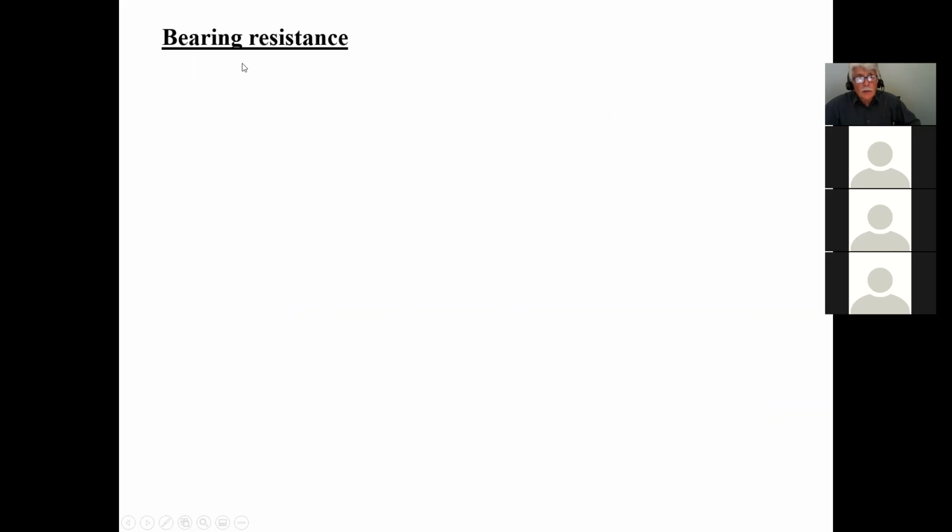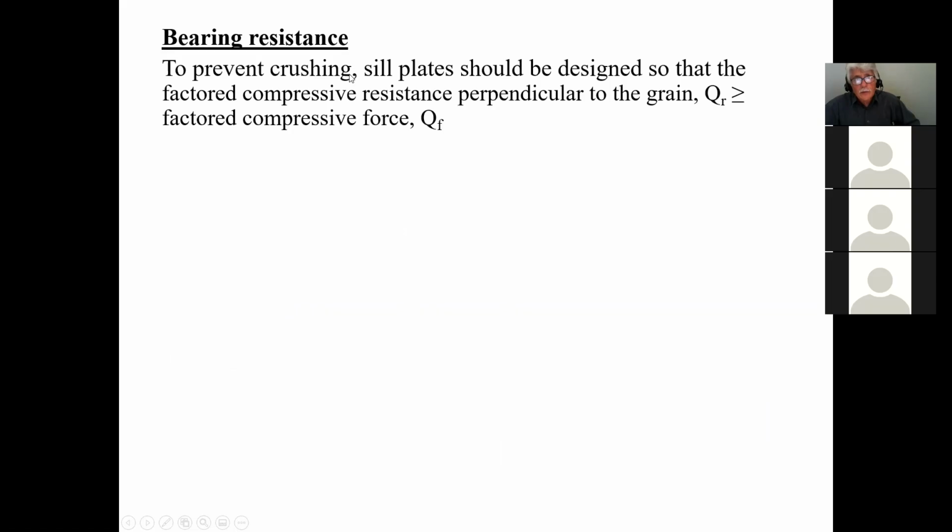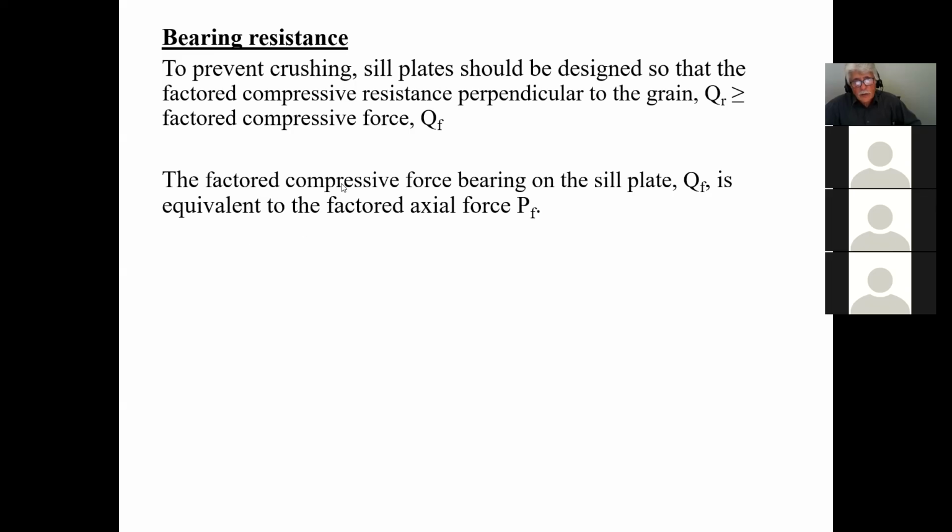And now, bearing resistance. To prevent crushing, sill plates should be designed so that the factored resistance perpendicular to the grain, QR, is greater than the factored compressive force, QF. So what they're saying here is that the factored compressive resistance of the sill plate, QF, is equivalent to the axial force, PF, which is what it actually is.